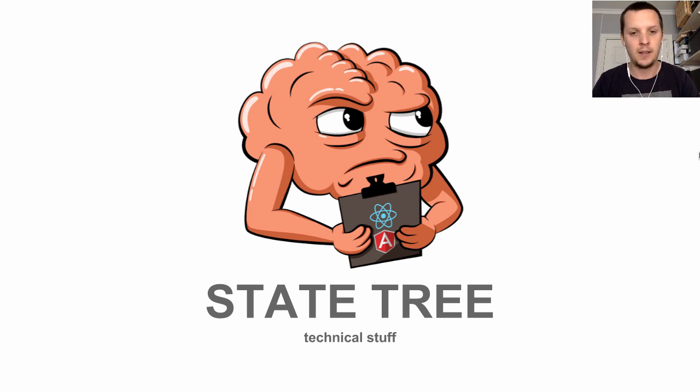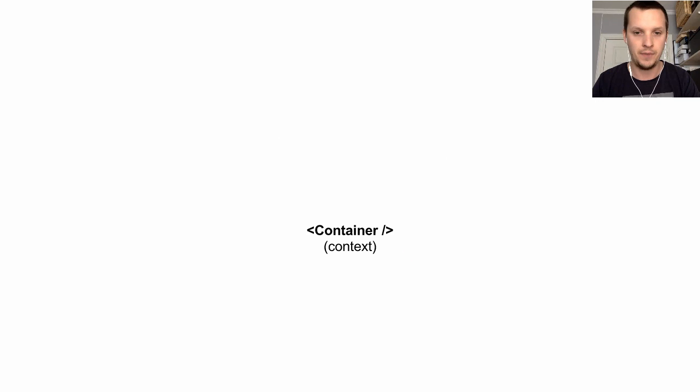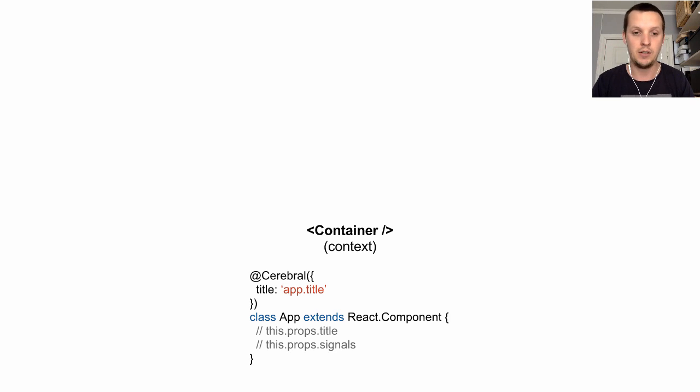So it's a bit technical, but I think it will make sense. So let's just dive into this. Every Cerebral app actually starts with the container. So you have a root element, and that is the container. And this container takes the Cerebral controller, and then it creates a context for all the components of your application.